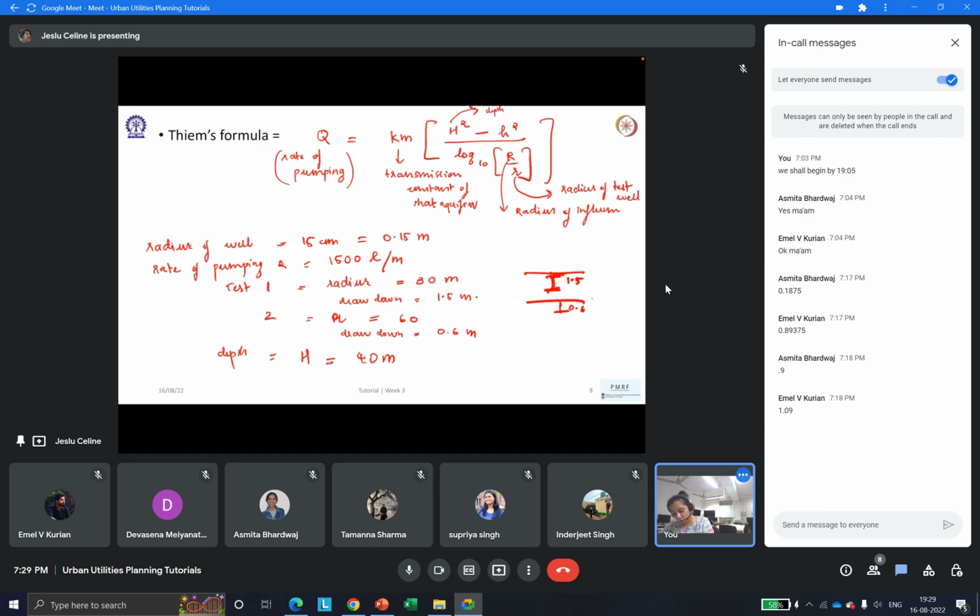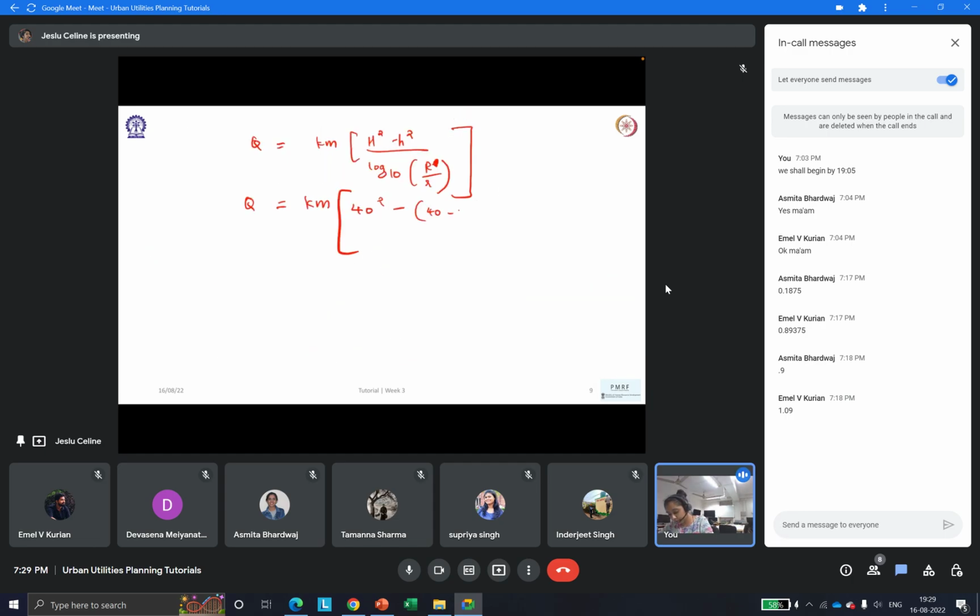H is the water level, whatever is remaining. We know that this is 40 meters, so h will be 40 minus 1.5. Similarly here it will be 40 minus 0.6. So for the first tube well, our h will be 40 minus 1.5, and we have to square it, divided by log to the base 10. Our R in this case is what we have to find, so leaving it as R, and the radius is 30 meters.